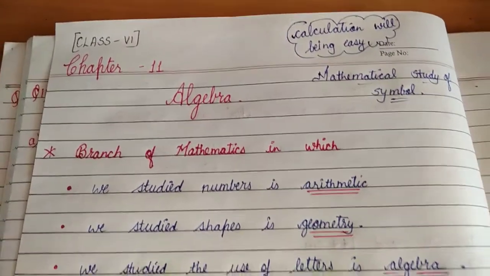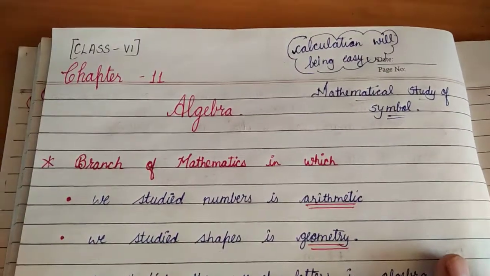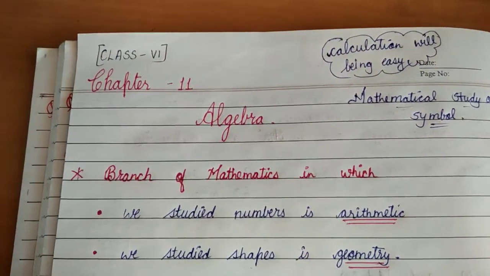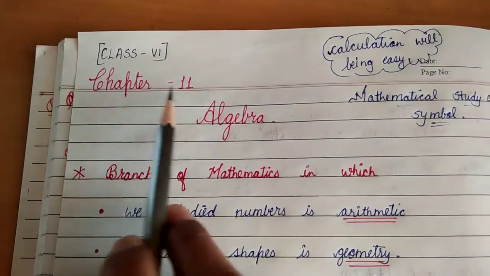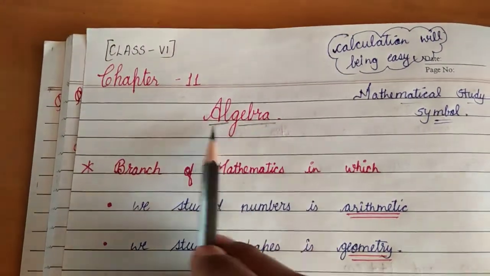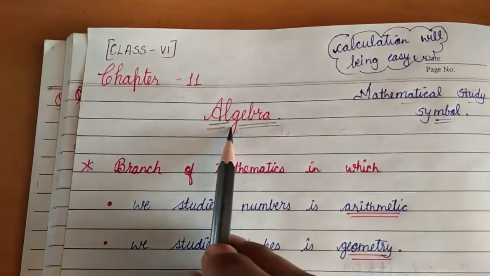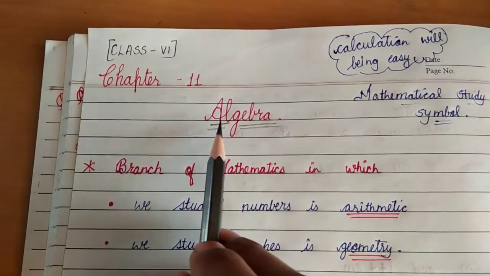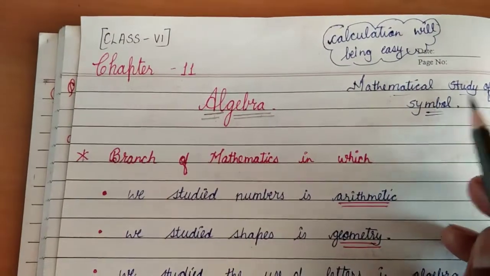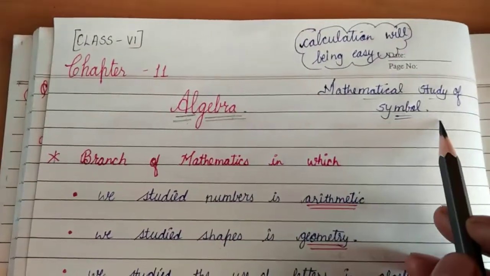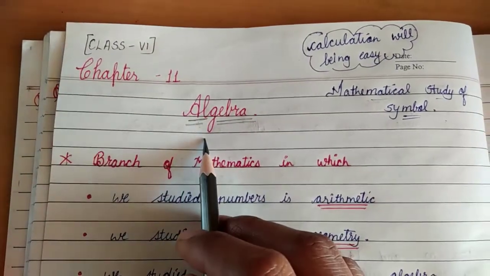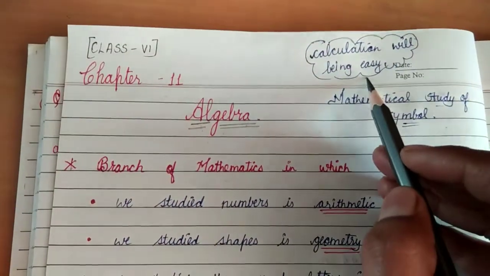In this video we will see the introduction of chapter number 11 with exercise 11.1. Chapter number 11 is algebra. You are going to be introduced for the first time to this branch of mathematics, which is algebra. Algebra is the mathematical study of symbols or letters. By using algebra, our calculation will be easy.